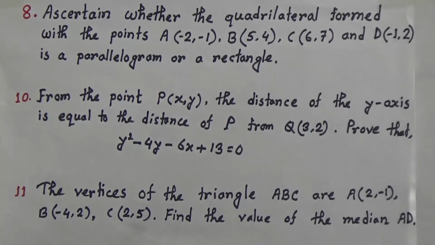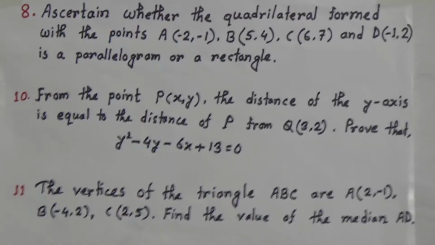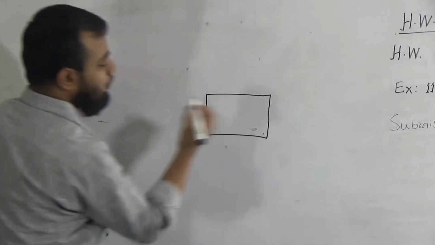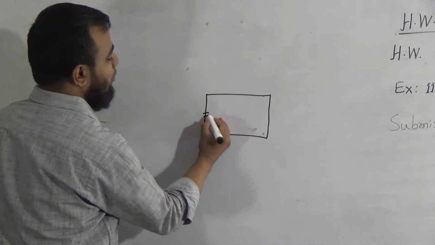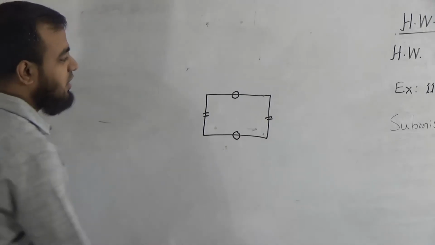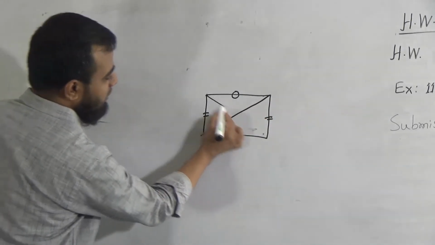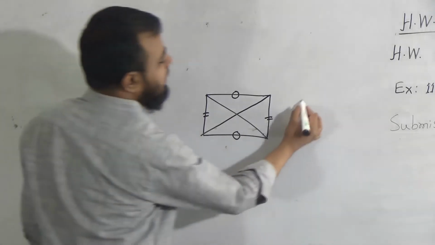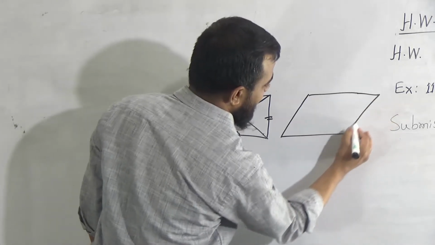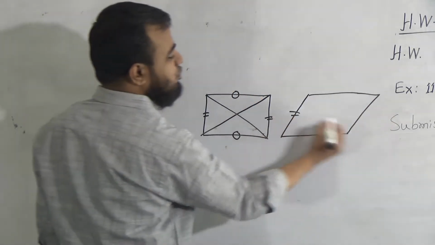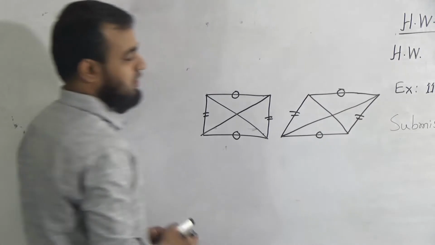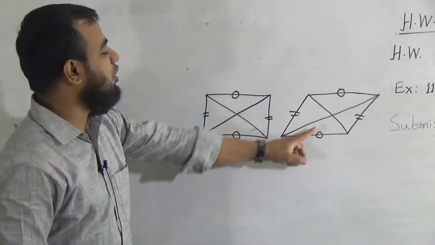To do that, my dear students, look at the board. Suppose this is a quadrilateral, a rectangle. To form a rectangle, the opposite sides need to be equal, and the diagonals need to be equal too. But in a parallelogram, the opposite sides need to be equal, but the diagonals need not be equal to each other. If the diagonals are equal to each other, then it forms a rectangle.